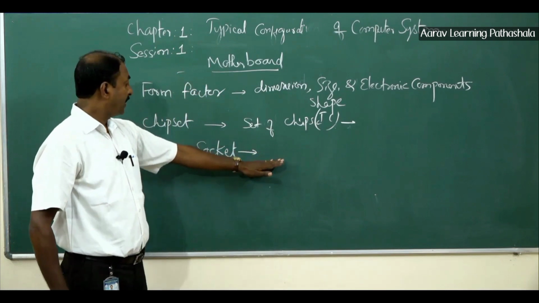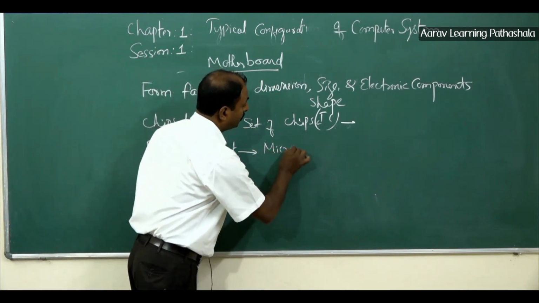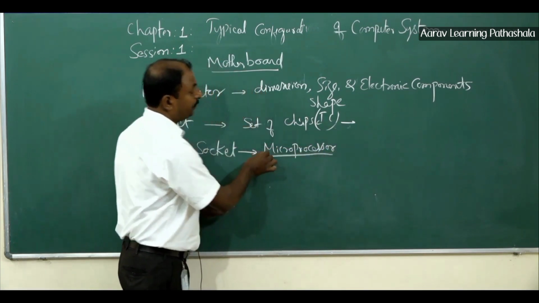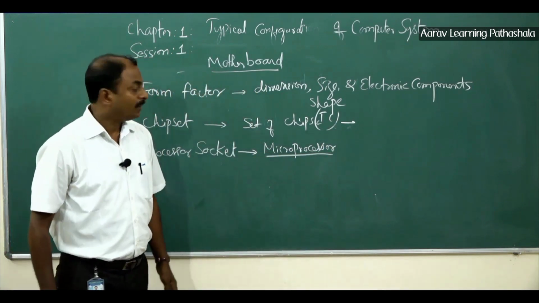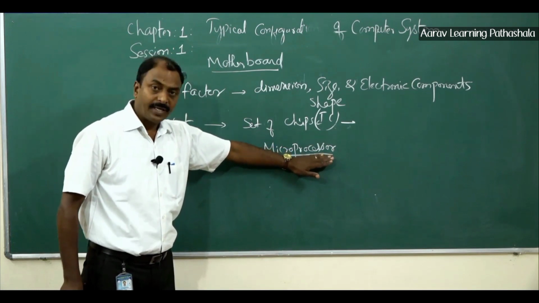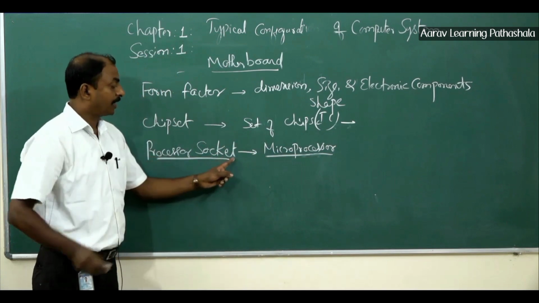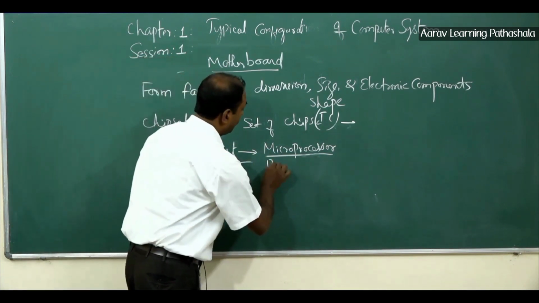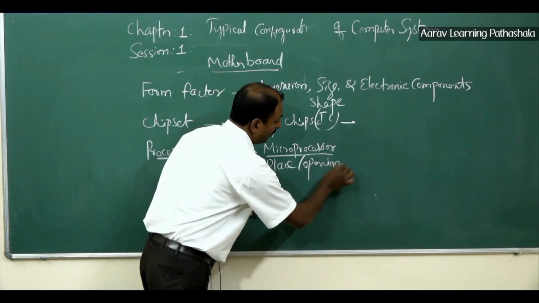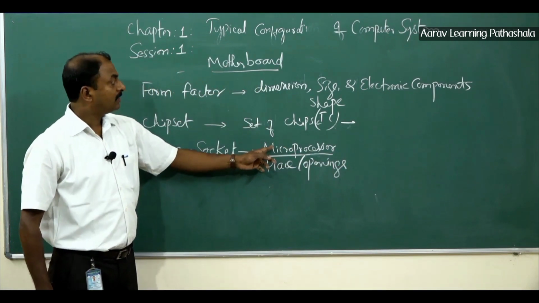Next we talk about the processor socket. What is the processor socket? A processor is, for example, a microprocessor. You know what a microprocessor is. A microprocessor is an important and integral part of your computer system. This microprocessor is going to be mounted on the processor socket. So what is a socket? A processor socket is a place, or an opening, where the processor is mounted.